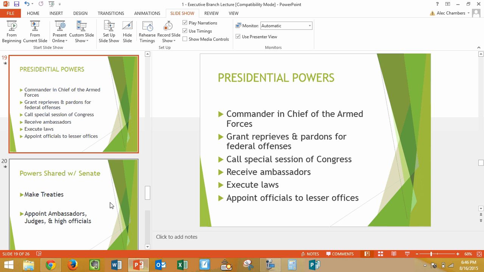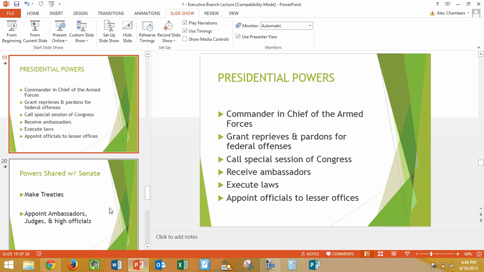The president has several very important powers, some of which are listed in the Constitution. These are called enumerated powers, and some of which are not listed in the Constitution. These are called interpretive powers. So, some of the powers that are in the Constitution. The president is considered the commander in chief of the armed forces. That includes the Army, the Navy, the Air Force, the Marines, and the Coast Guard. Even if the president never served in the military, so that's President Obama, he is still the commander in chief of the armed forces.